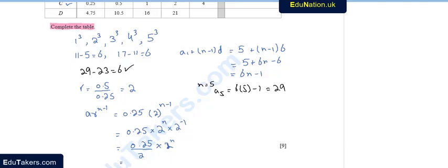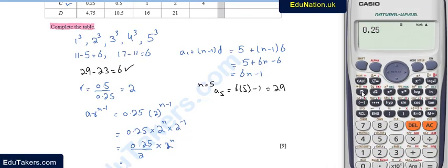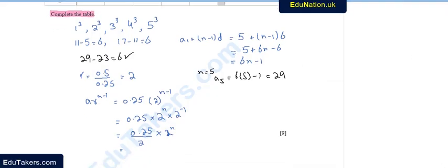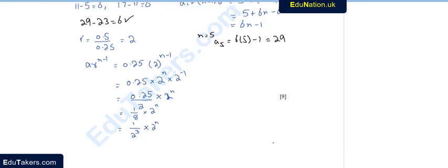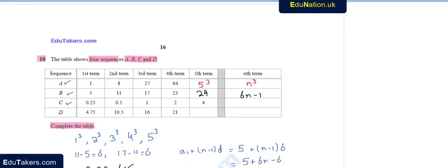Now 0.25 divided by 2 is 1 over 8. This is 1 over 8 times 2 raised to power n, and 8 is 2 raised to power 3, so 1 over 2 raised to power 3 times 2 raised to power n, and this is equal to 2 raised to power n minus 3, which is its nth term. 2 raised to power n minus 3.